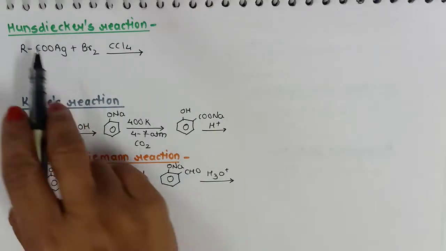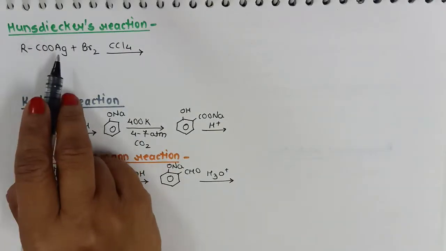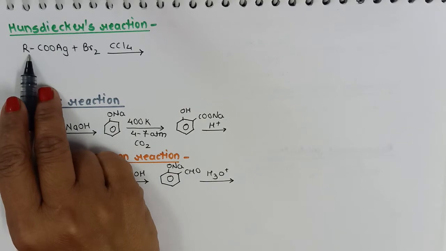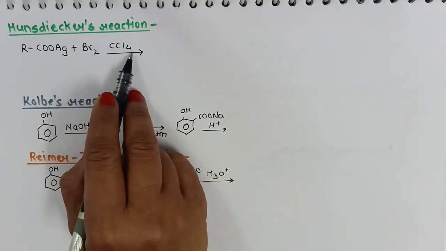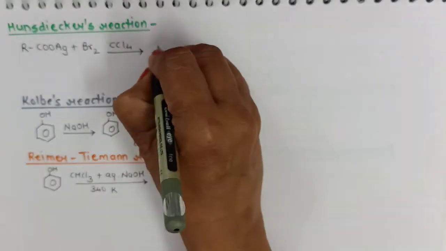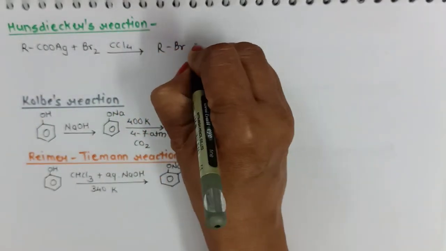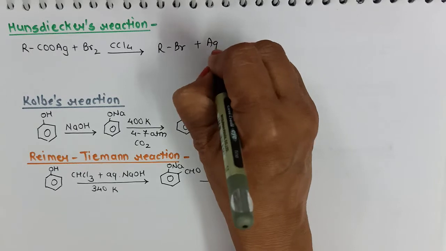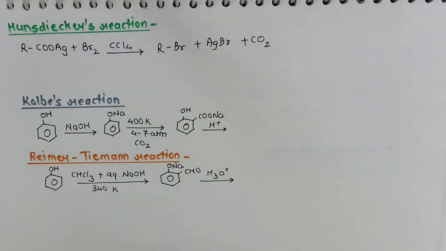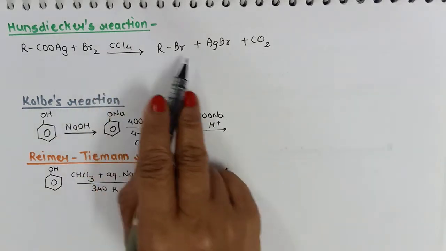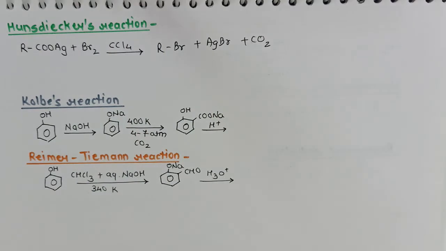The next reaction is Hunsdiecker reaction, where the silver salt of carboxylic acid is refluxed with bromine in carbon tetrachloride, and we get bromoalkane along with the byproducts silver bromide and carbon dioxide. So we have seen different methods for chlorides, for bromides, for iodides and for fluoride. This method is for the preparation of bromoalkane.